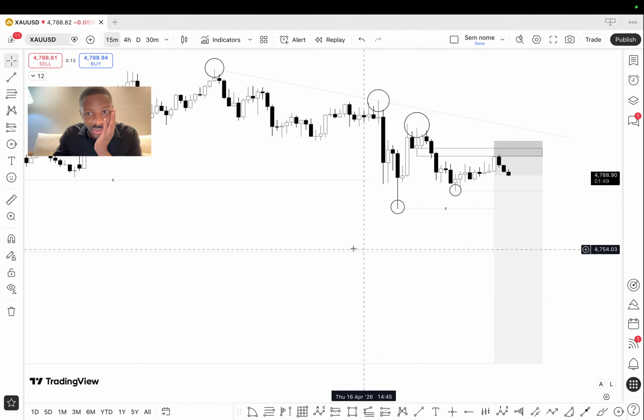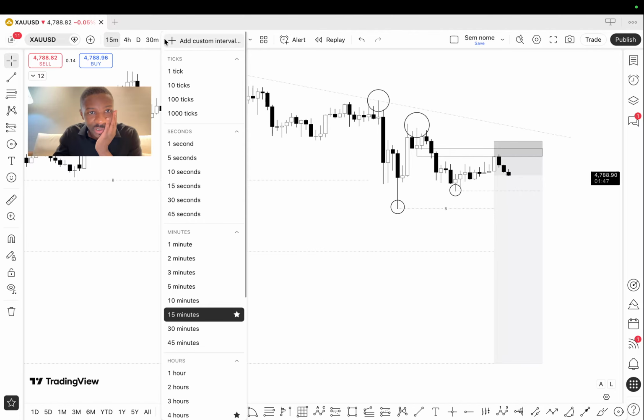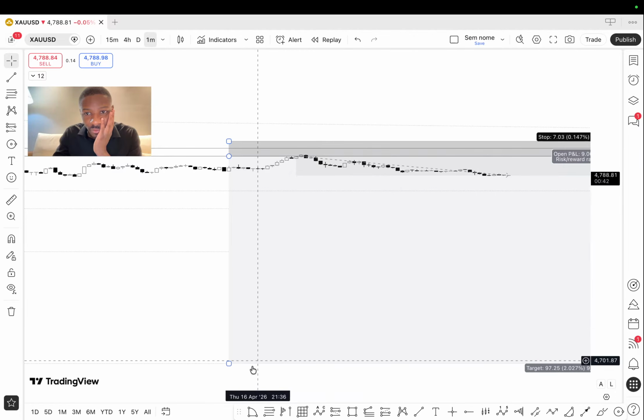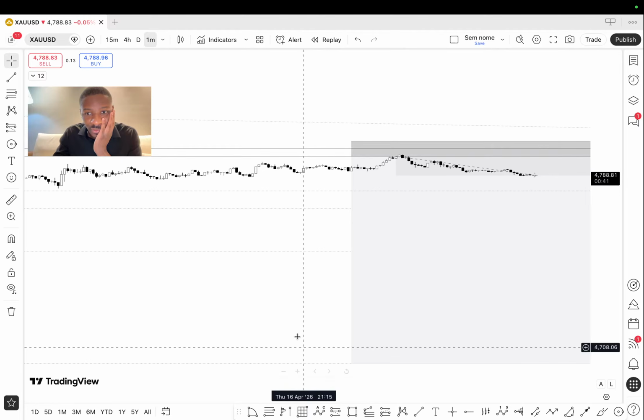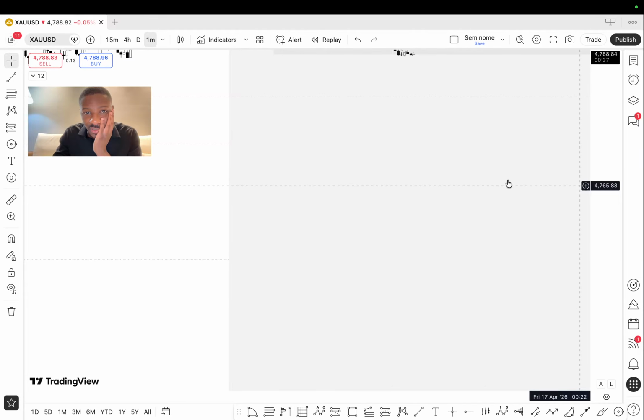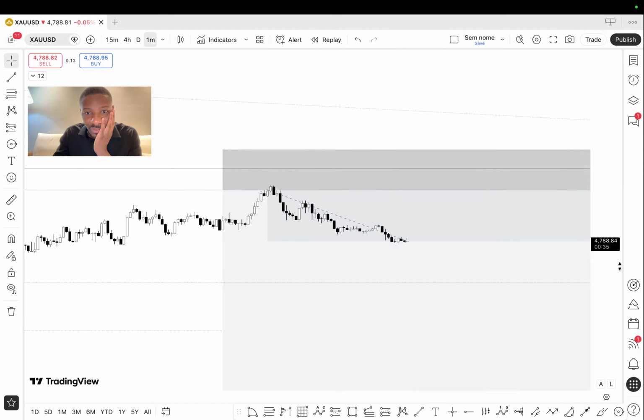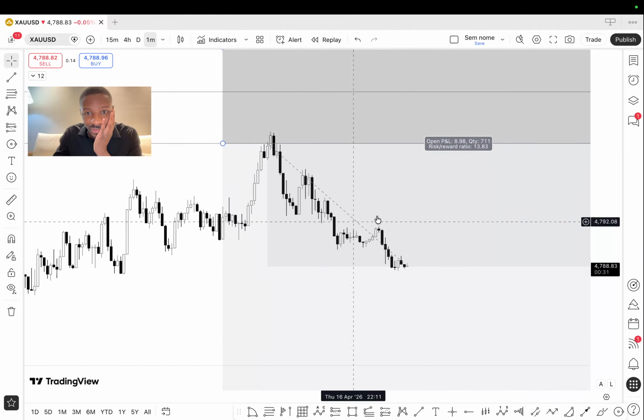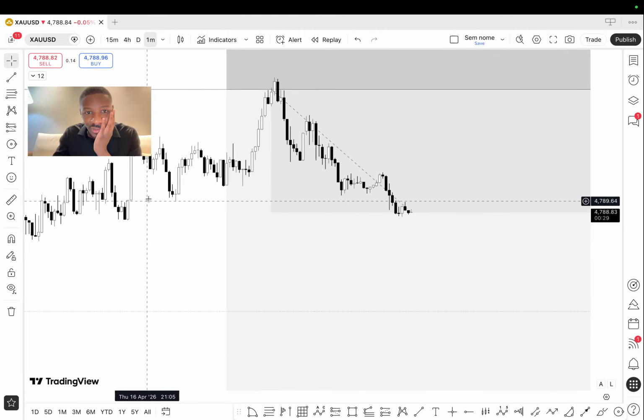If we go on the one minute, I believe that on the 1 minute we could see something interesting for those who are watching for the first time. So this is the 1 minute chart. We can see that price is actually dropping on the 1 minute. It's also bearish on the 1 minute. It broke a structure, which is here.